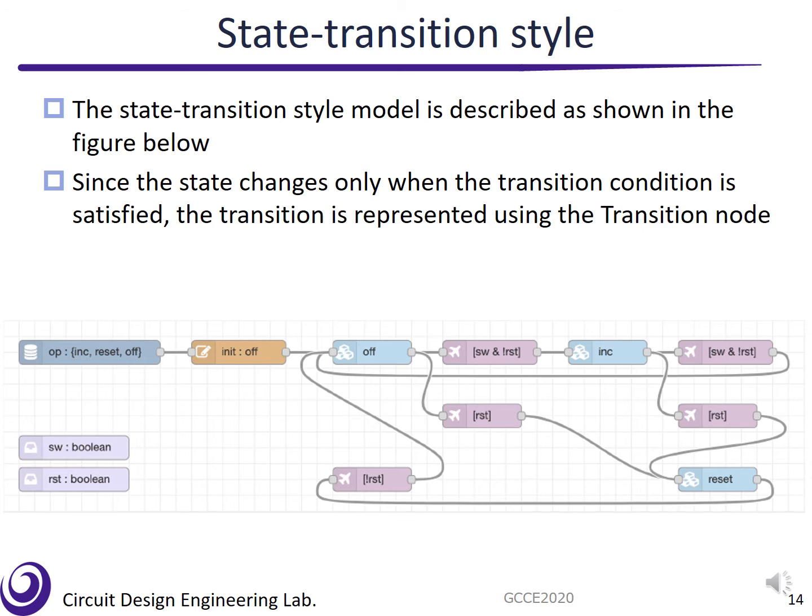Next, I will explain the state transition style. In state transition style, the model is described using state node and transition node. Describe all states that a variable can take in state node, and describe the transition conditions for each in transition node.